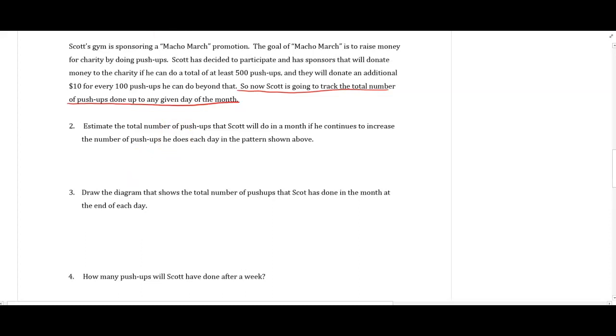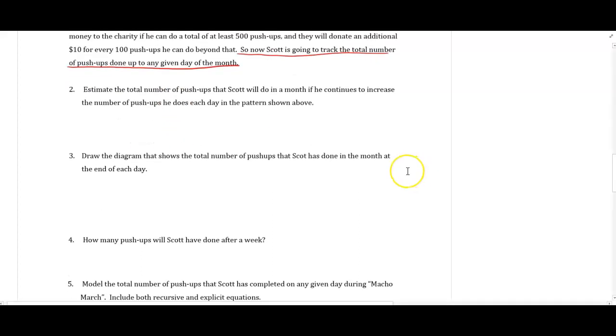So the next part says draw a diagram that shows the total number of push-ups that Scott has done in the month at the end of each day. So remember, this is changing a little bit, right? So a diagram will help understand what this is saying.